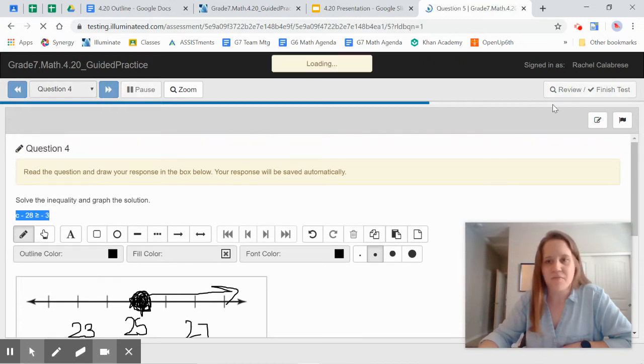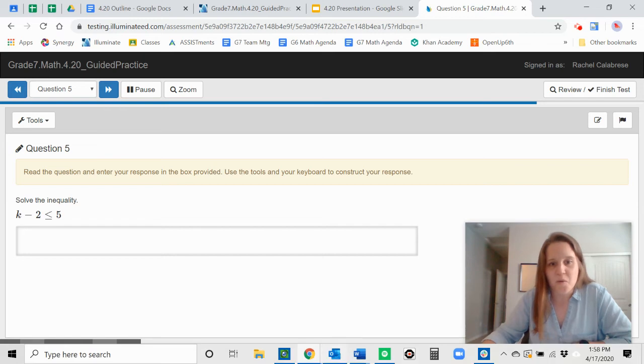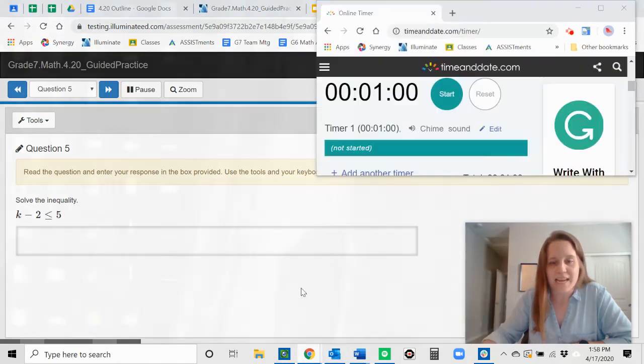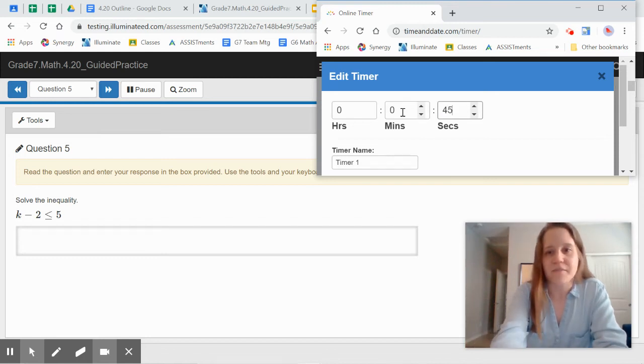All right, let's try question 5. What do you say? For question 5, I want you to solve the inequality. If you have an extra moment, please draw a graph for that inequality. I'm going to change this to 45 seconds. Are you ready?